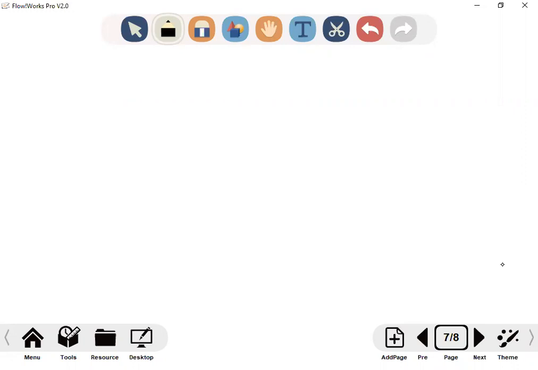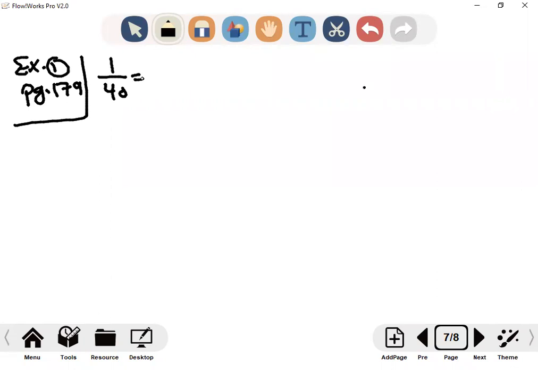So we are on example 1, page 179. We have the 1 over 40. We put equal and go here and divide. Not 40 divided by 1. It is 1 divided by 40. Don't mix these things. Now, can the 1 be divided by 40? No, the 1 is much less than 40. So we put 0 point and 0.